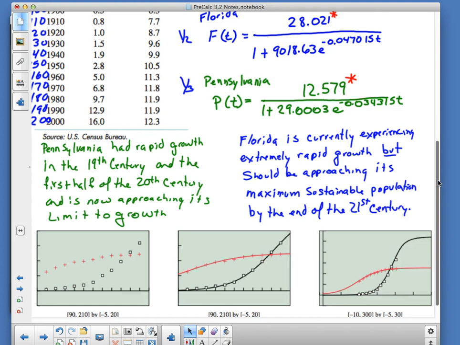Florida is currently experiencing extremely rapid growth, but should be approaching its maximum sustainable population by the end of the 21st century. By the time you guys decide, should I retire in Florida? Florida might be the town that is Atlantis. I don't know, it might be underwater at that time with the rising sea levels. Okay, but we'll see.